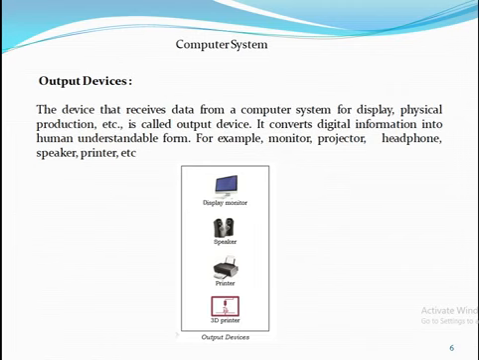Next, output devices. The devices that receive the data from a computer system for display, physical projections, etc., are called output devices. They convert the digital information into human understandable form. For example, monitor, projector, headphone, speakers, printers, etc.